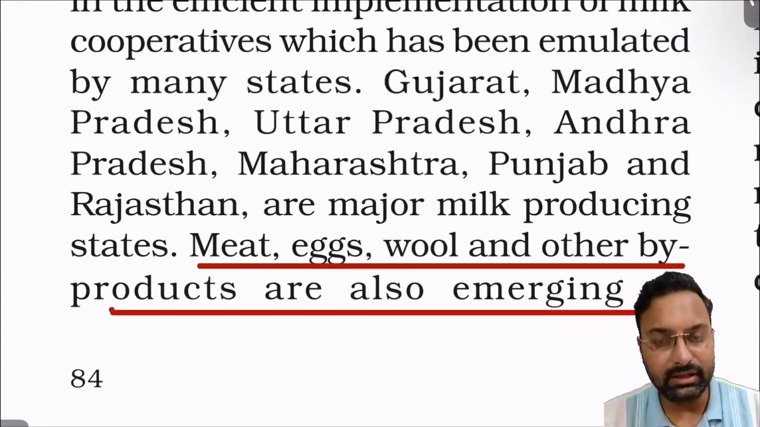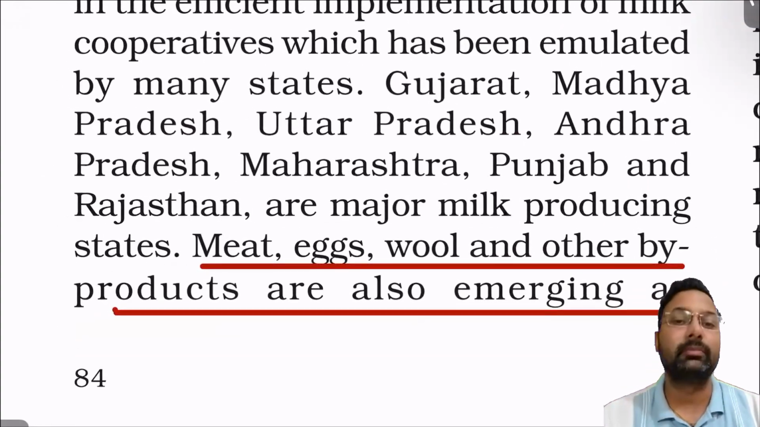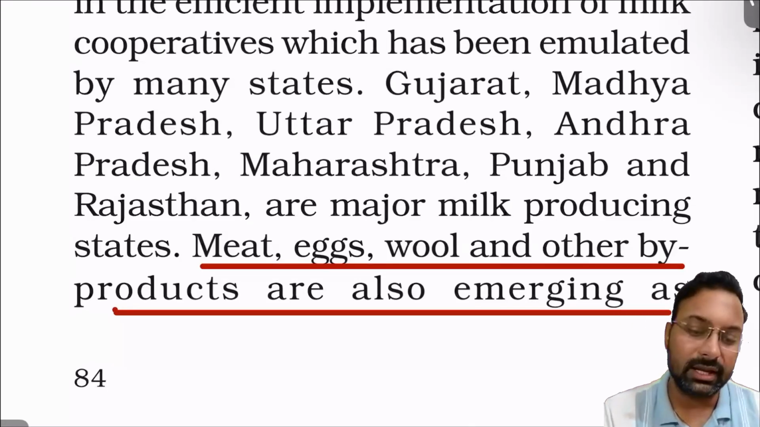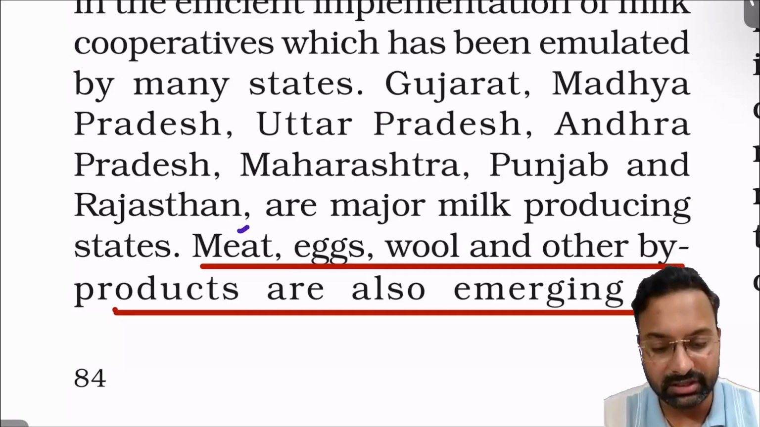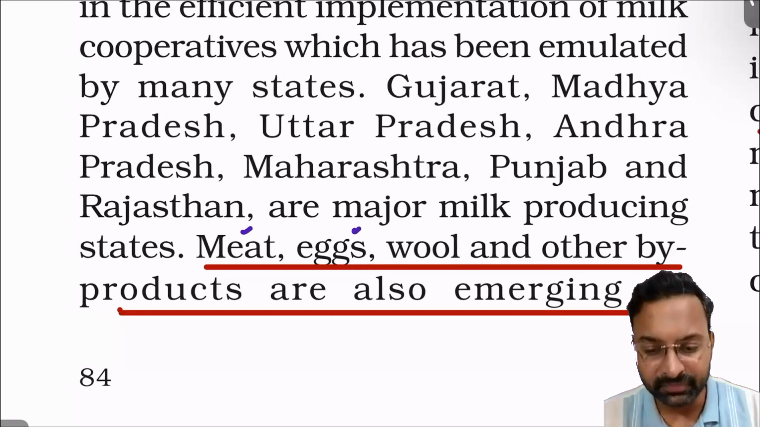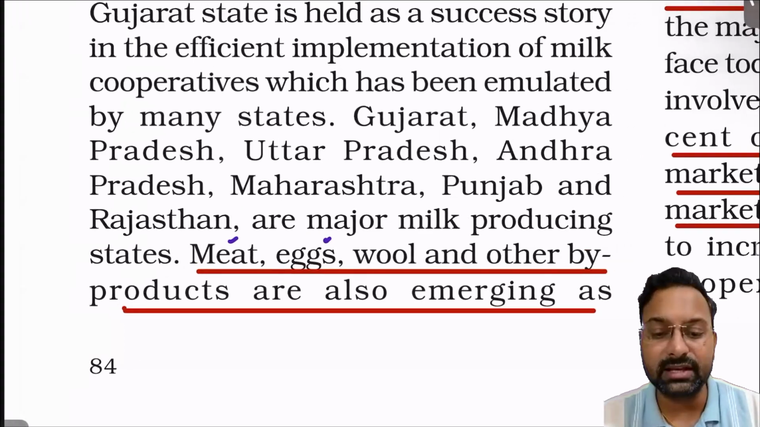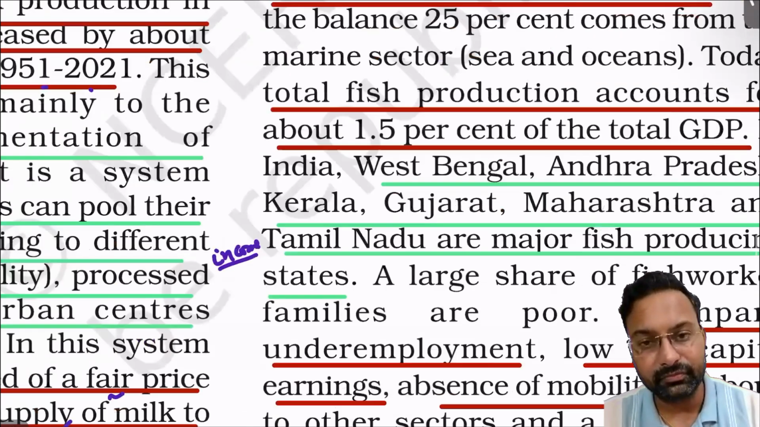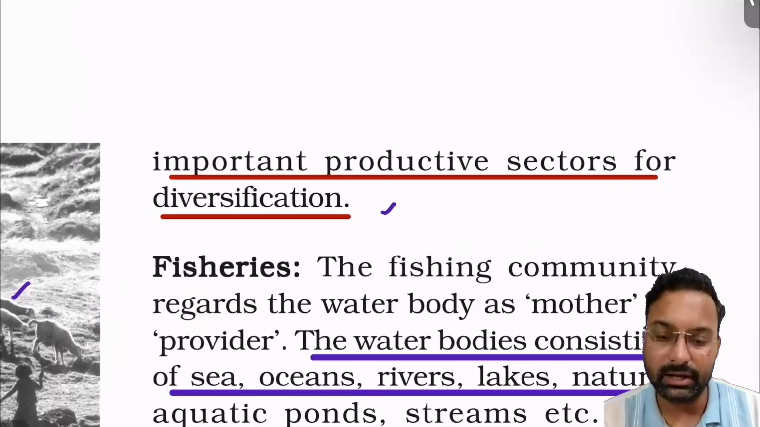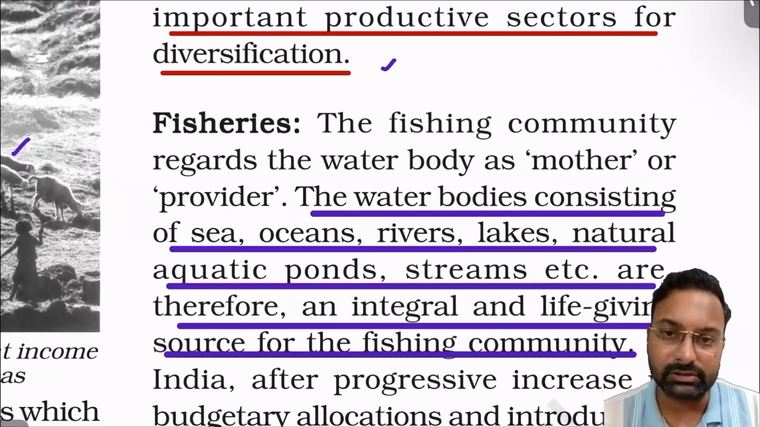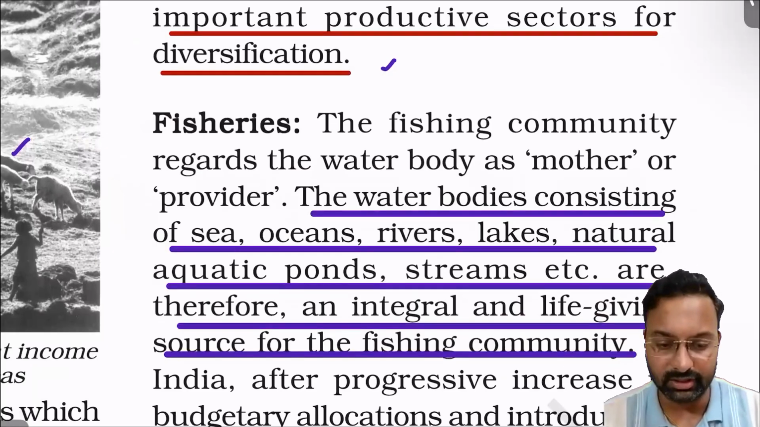Okay, so we have seen the cattle and the milk, but there are other things also given by livestock. It may be meat, eggs, wool. Other byproducts are also given, and these are also emerging as different areas that farmers can diversify into, right? In these sectors also, farmers can diversify and increase their income, right?